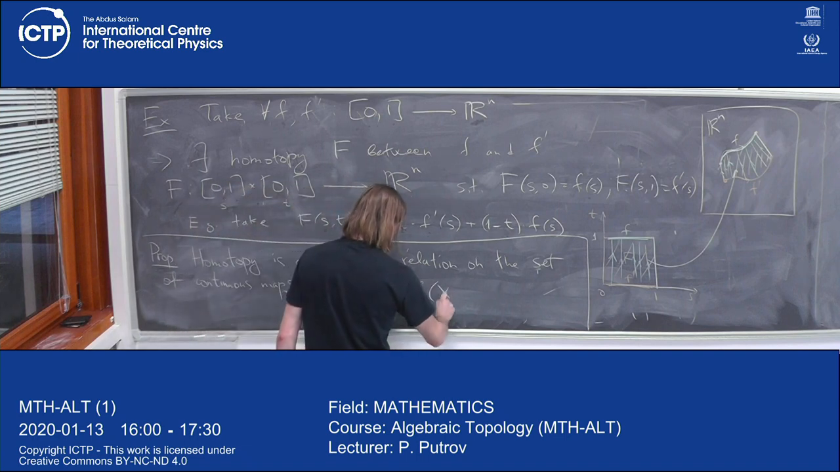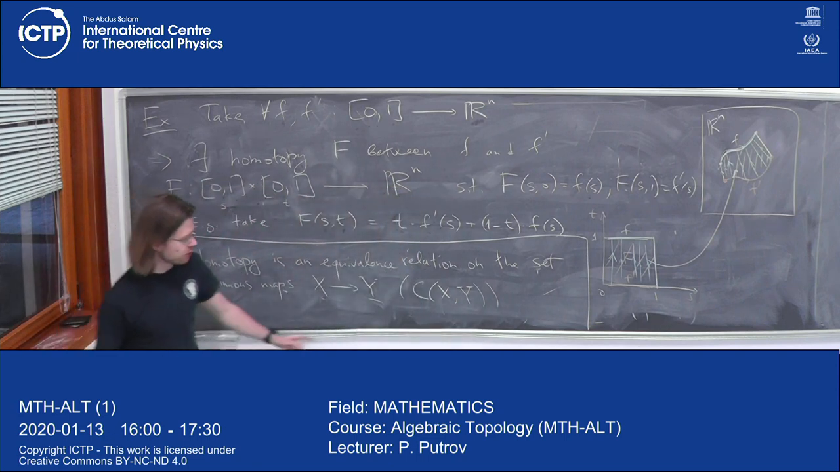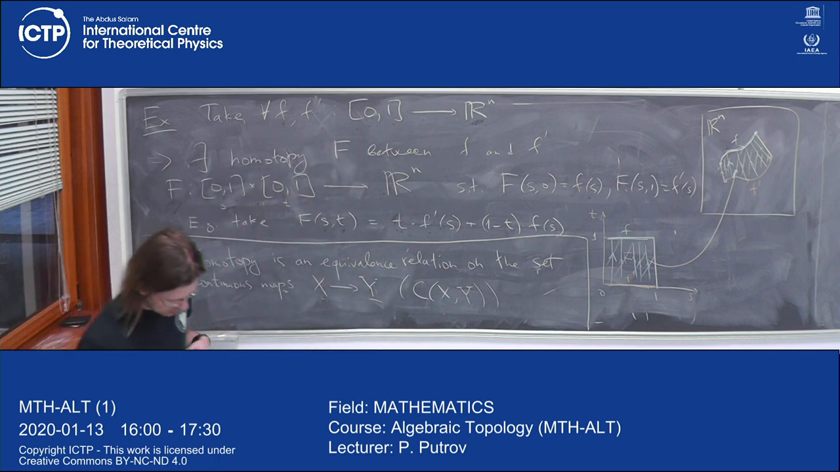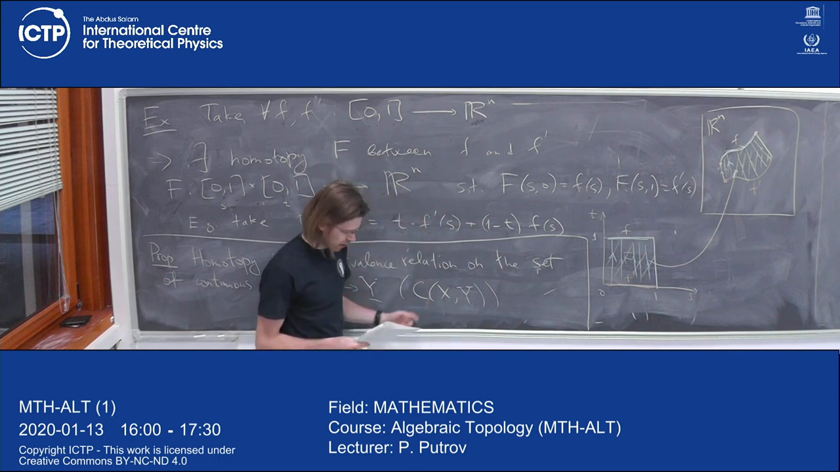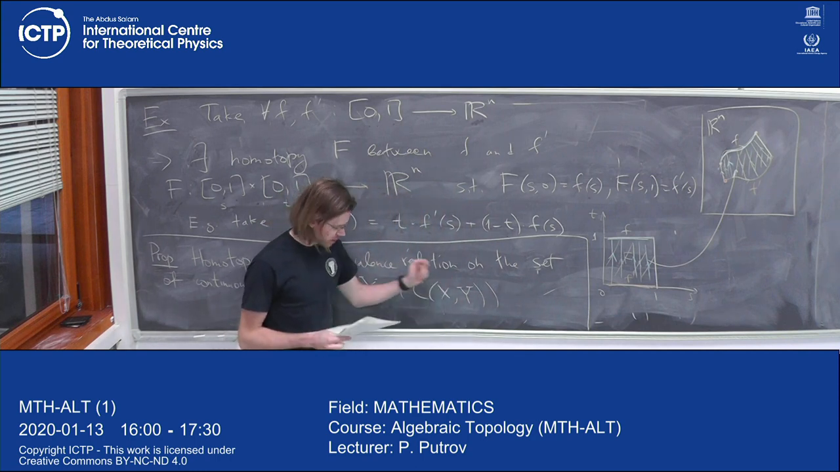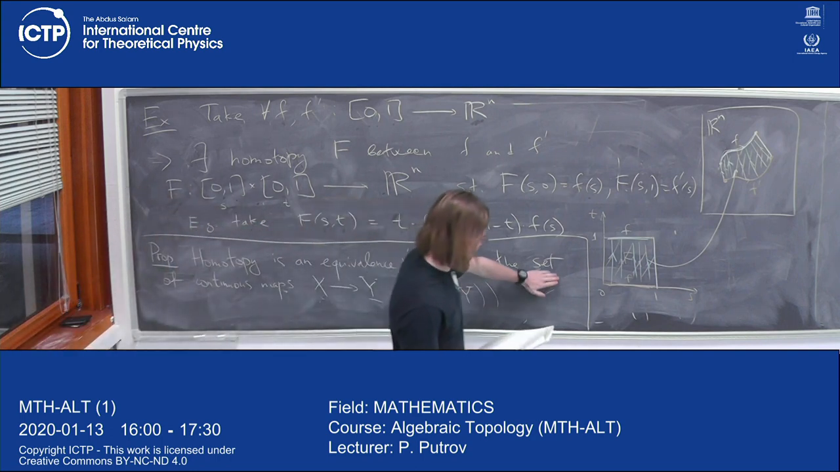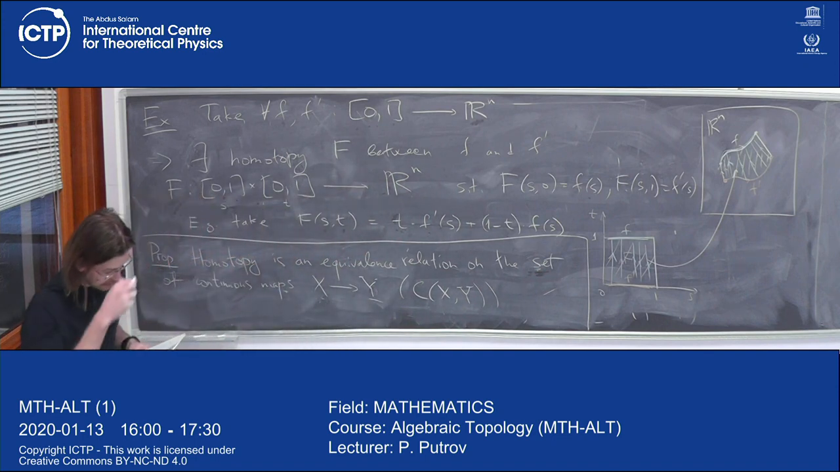I'm not sure what notation you were using in other courses, but usually this set is denoted as C(X, Y). These are all continuous maps. You can also endow this with some topology, but it's not really going to be important for us here. Right now it's enough to consider it just as a set.